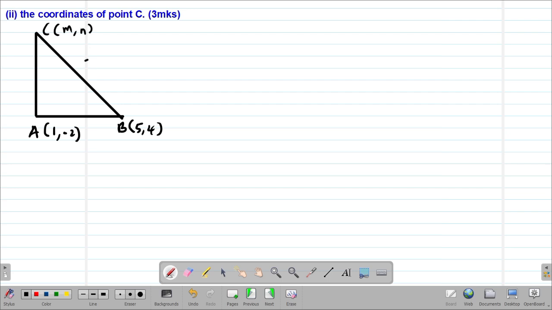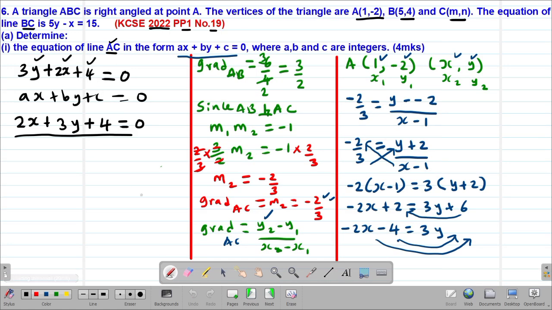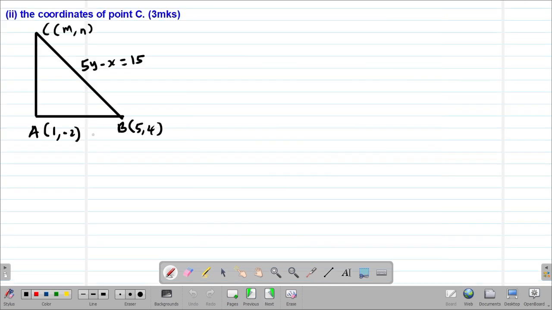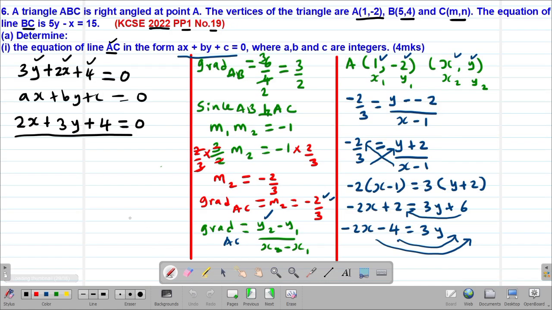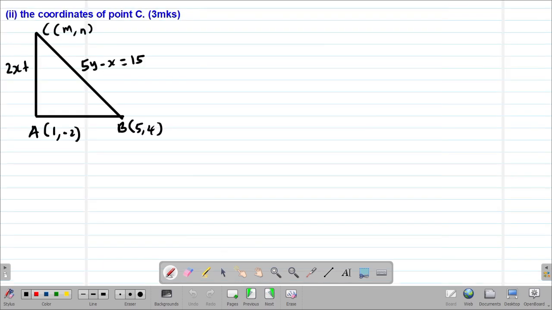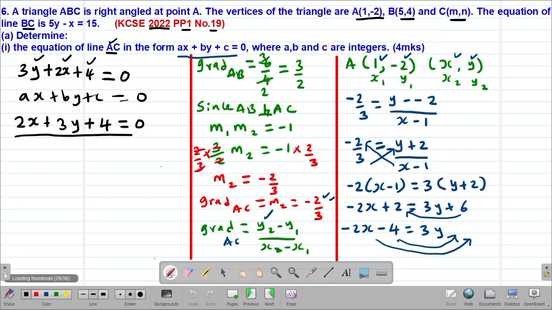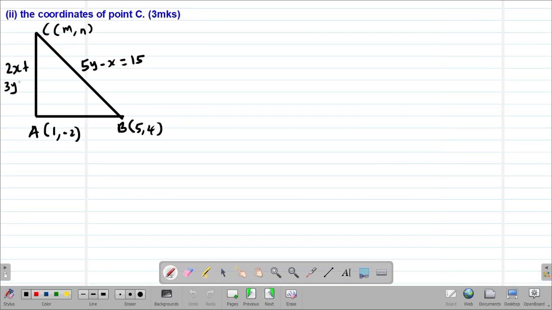Remember, we are given the equation of this line, which was 5y minus x equals 15. Now remember, we have also found the equation of the line AC. The equation is 2x plus 3y plus 4 equals 0. So the equation of this one is 2x plus 3y plus 4 equals 0.